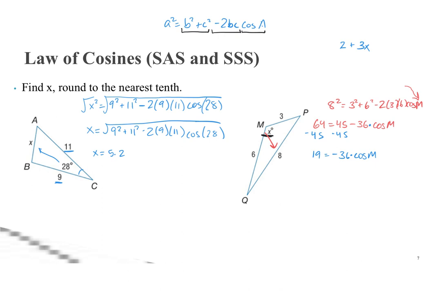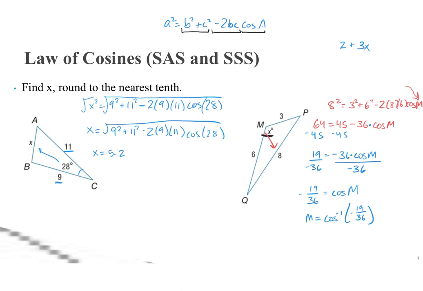Now, because it's multiplication, I can divide. So divide by negative 36 on both sides. And I don't have to simplify that because I have negative 19 over 36 is equal to the cosine of M. Well, how do I find an angle? With the inverse trick. So M is going to be equal to the cosine to the negative 1, or the inverse cosine, of negative 19 over 36. And that is the calculator ready piece.